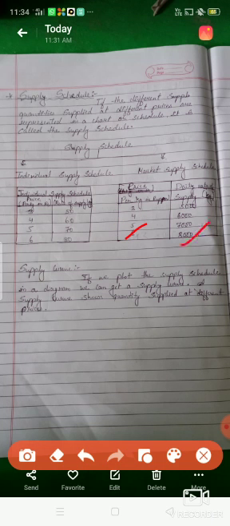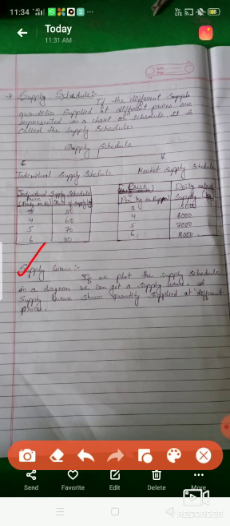So here in case of supply, it has a direct relationship. If price increases, quantity supplied will also increase. If price decreases, quantity supplied will also decrease, because we have to think from the point of view of the supplier. Now what is supply curve?